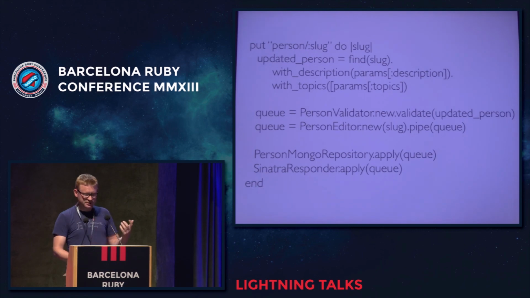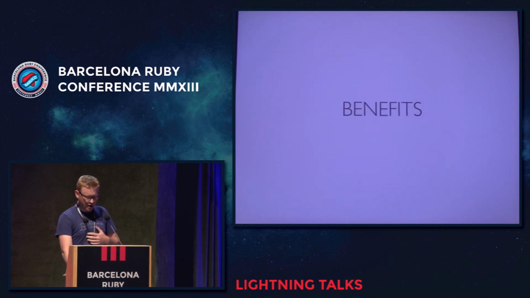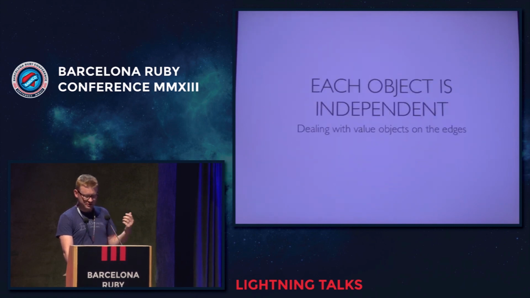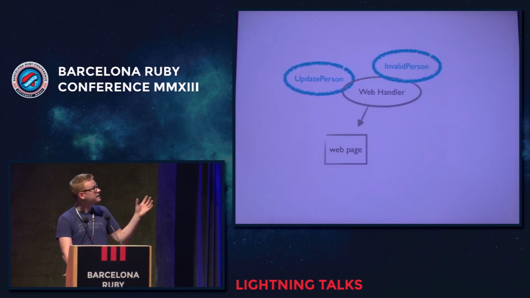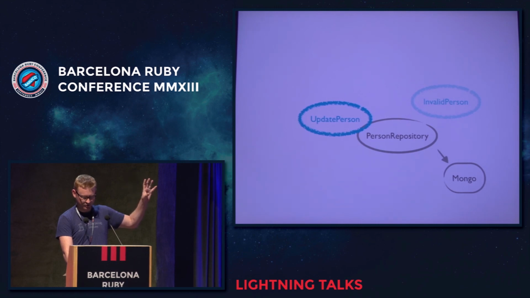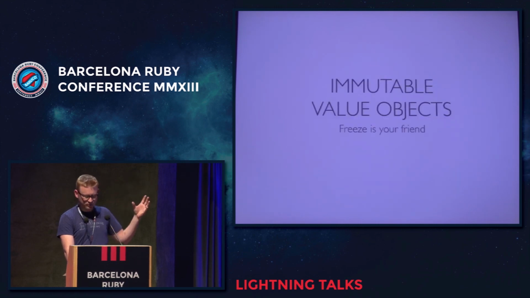Okay, so this is some of the code that might look like that. I'm not going to go through that. There's code similar to that on the net, on my blog. The benefits of doing this is each object is independent. You're dealing with value objects on the edges, so you can test them really easily in isolation. That's how the tests for the web handler look. Independent tests for the person repository, that's great. You have immutable value objects.